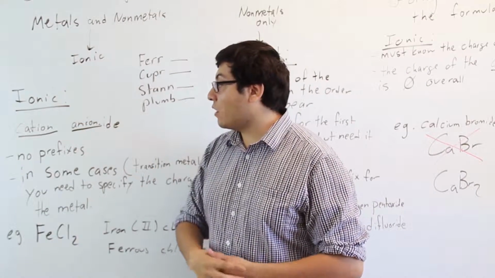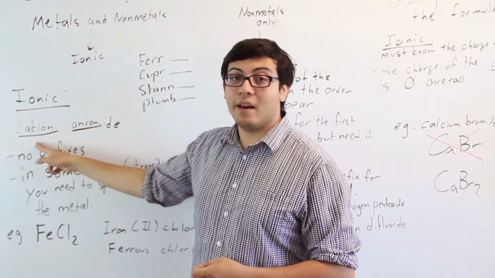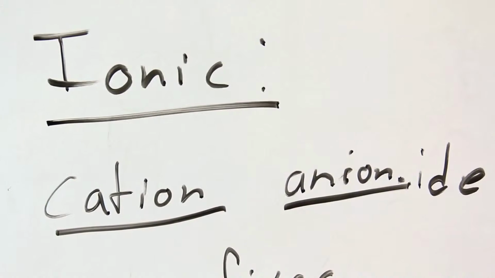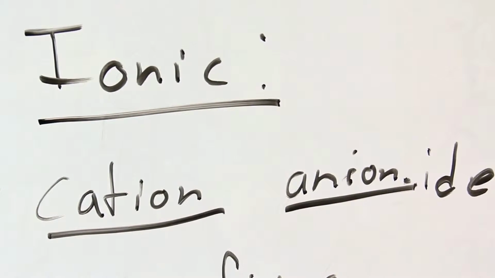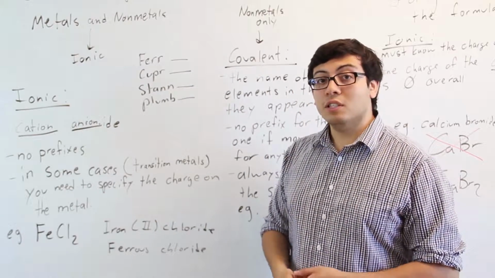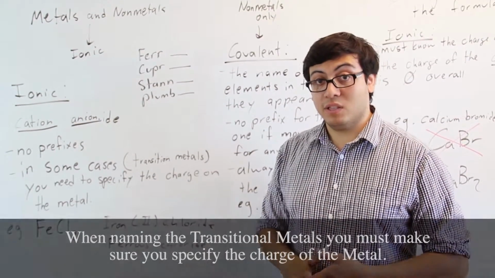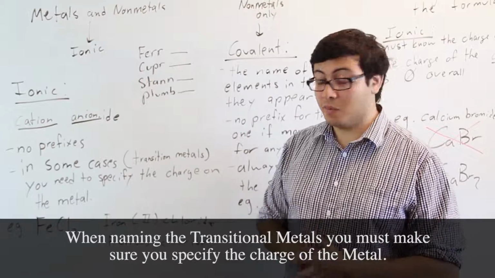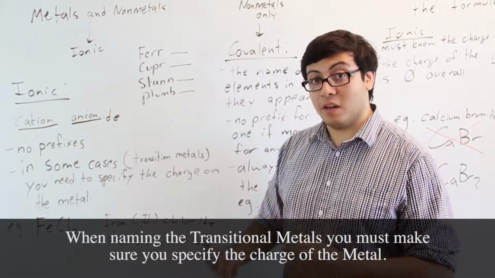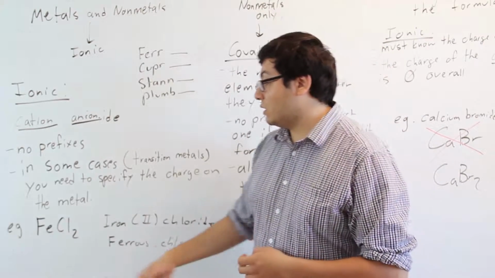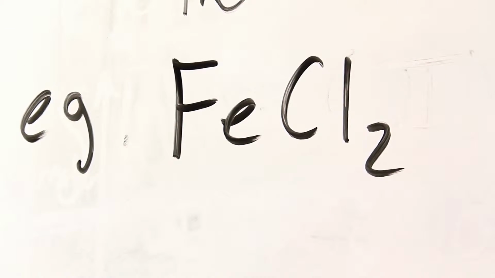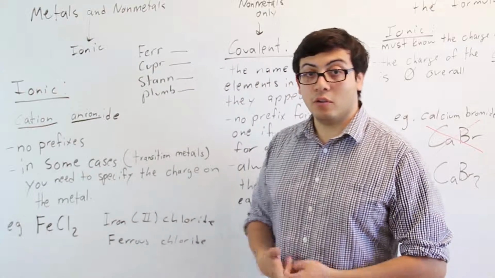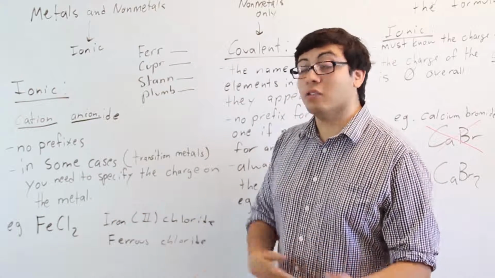So in naming ionic compounds, it's pretty easy. It's just the name of the cation, which is the positively charged metal, followed by the name of the anion with the ending "ide." There are no prefixes, but in some cases you'll need to specify, such as in the case of the transition metals, the metals in the middle of the periodic table, which charged metal you are looking at. So let's take a look at FeCl2. Fe is the symbol for iron, and Cl is the symbol for chlorine. So the name should be iron chloride.